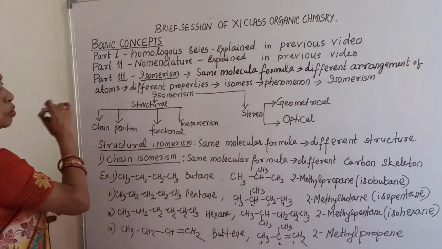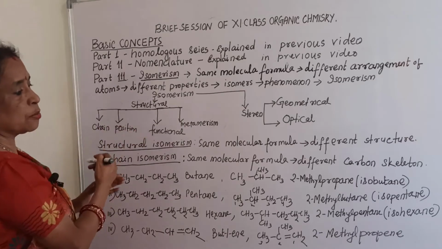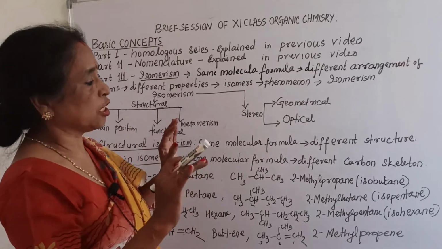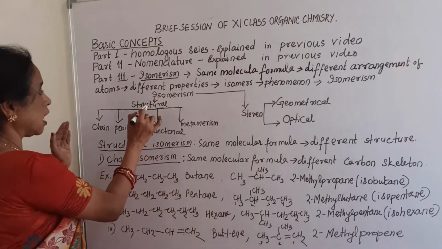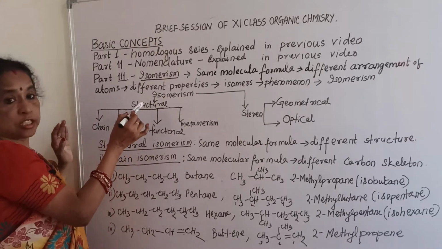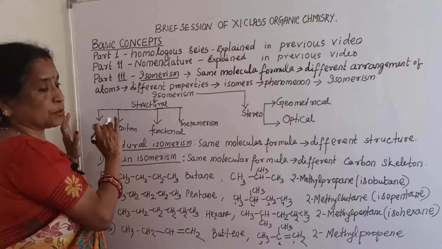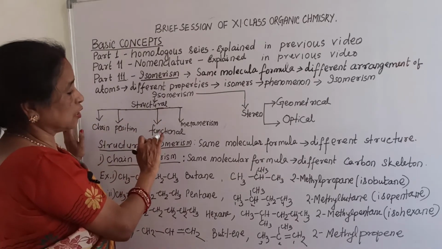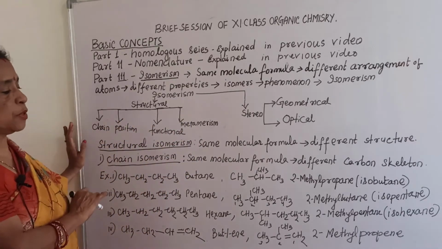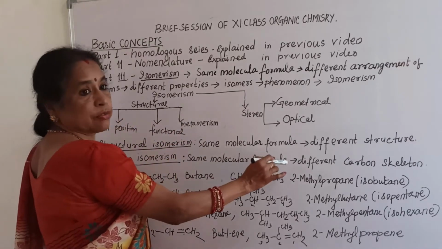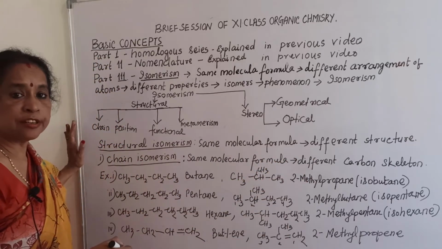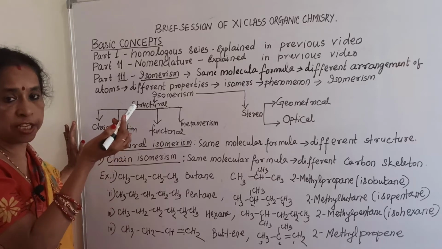And now come to structural. Structural isomerism means same molecular formula but the structure is different. Then what are the other isomerisms under structural isomerism? Chain isomerism, position isomerism, functional isomerism, metamerism. Chain isomerism: here the same molecular formula, different carbon skeleton. Different carbon skeleton means there should be some branch chain.